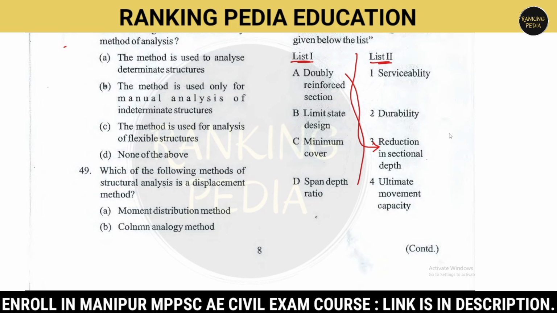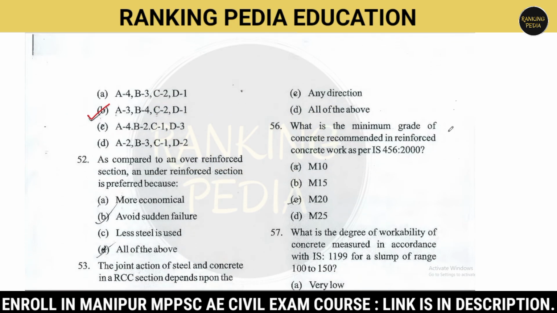Now we will check the others also. Limit state design is connected to ultimate moment capacity, and your minimum cover is connected to durability. Concrete cover is the distance between the reinforcement bars and the outer surface of the concrete. So minimum cover is connected to durability, whereas D, that is span depth ratio, is connected to serviceability, that is the first one. So A is connected to 3, B is connected to 4, C is connected to 2, that is durability, and D is connected to 1, that is serviceability. Option number B is correct.